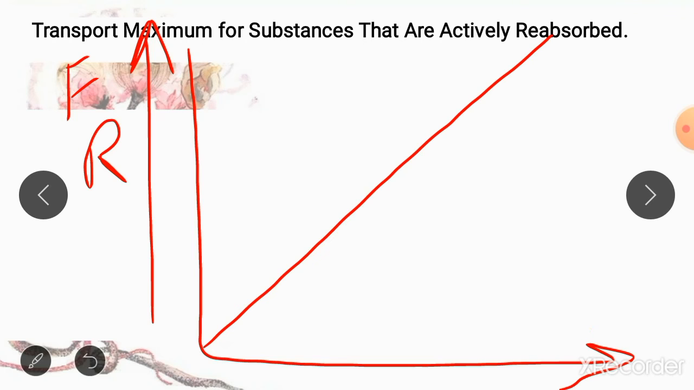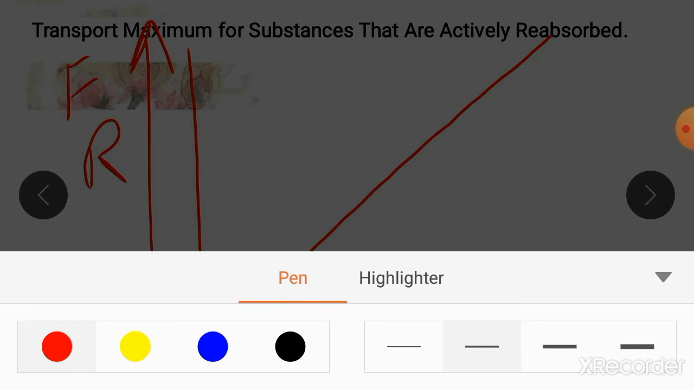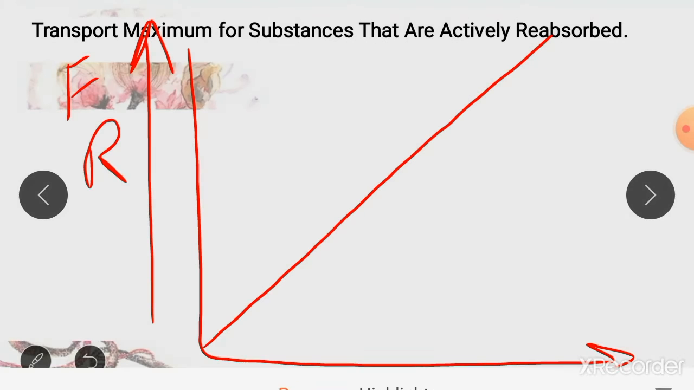Now let us see about the reabsorption of this glucose. Let us show this reabsorption with the blue color.